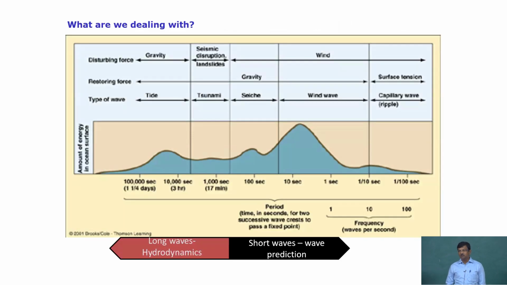Now, what are we dealing with? If we see the frequency of the forces versus the energy, this chart shows that the higher one gives the higher energy. The X axis is in terms of the frequency or the time scale. Left part is low frequency, high frequencies on the right side, or in terms of the wave period, the highest energy content is in the so-called ocean waves, or what we call wind waves or simply waves.